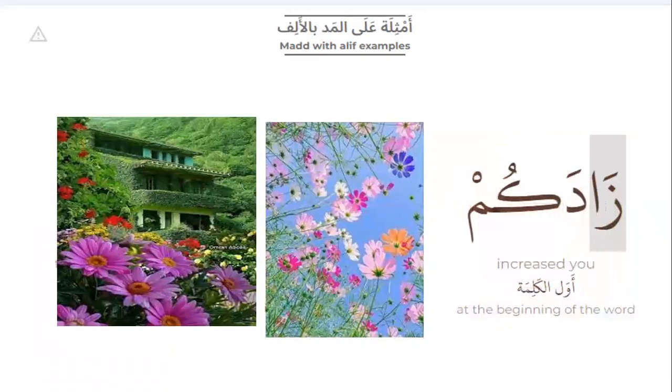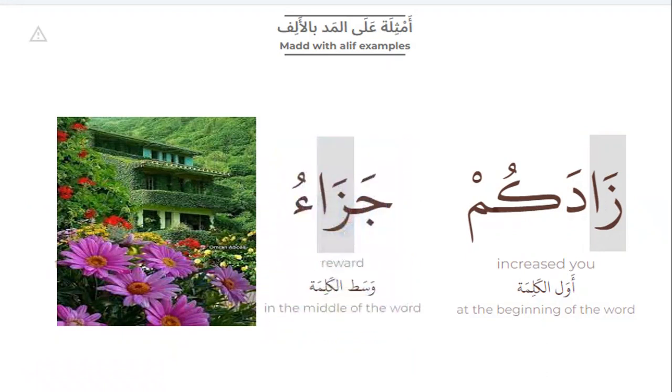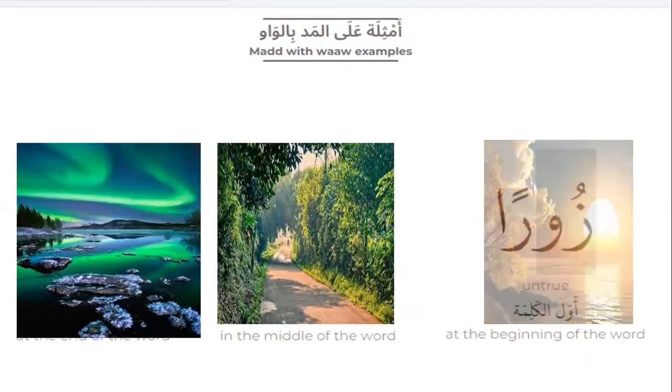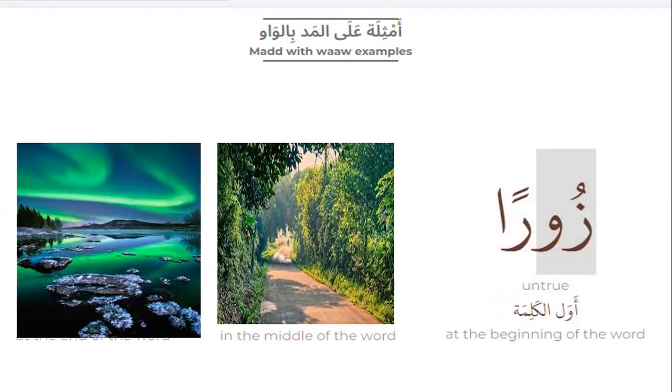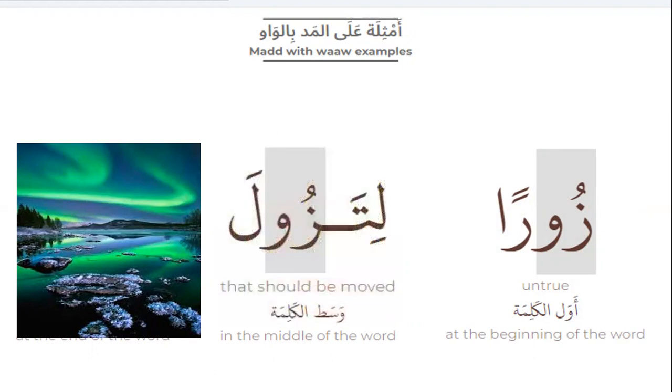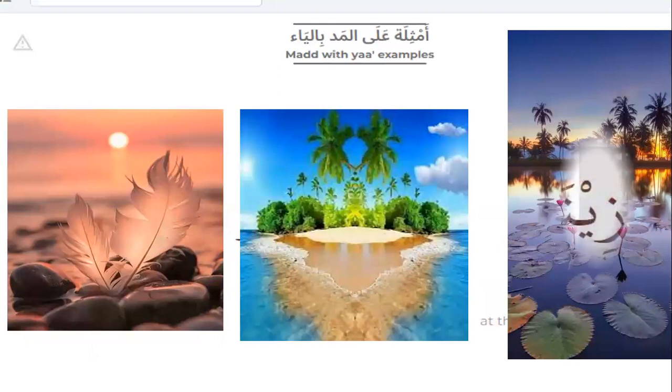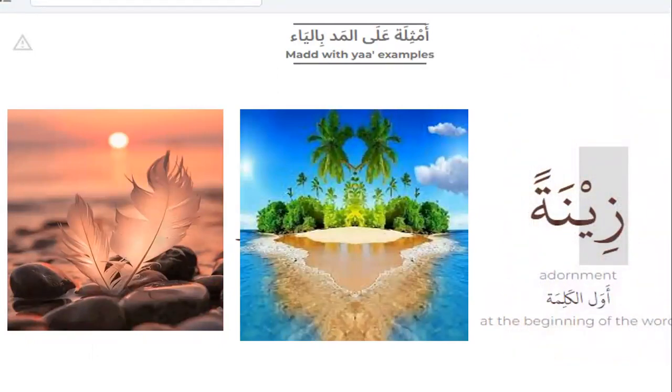Mad with alef. Can you read? What is the sound of this letter Zai? Za. The word is zadakom. Jazau. Can you read? Jawaza. Mad with waw. Can you read? Zuran. Long vowel dhamma. Litazul, barzu. Mad with ya. Can you read? The sound is Z.